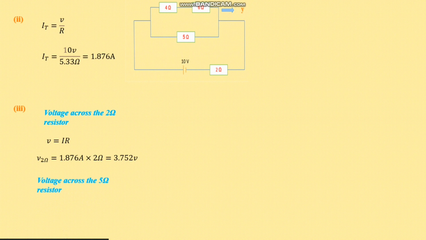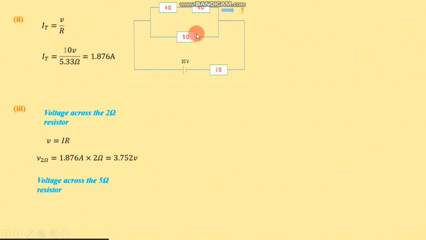Now let us look at the voltage across the 5 ohm resistor. If we subtract the total voltage minus the voltage across the 2 ohm resistor, we get the remaining voltage that will be the same at the 5 ohm and at the sum of the 4 ohm and the 6 ohm. However, at the top here, the voltage is shared.